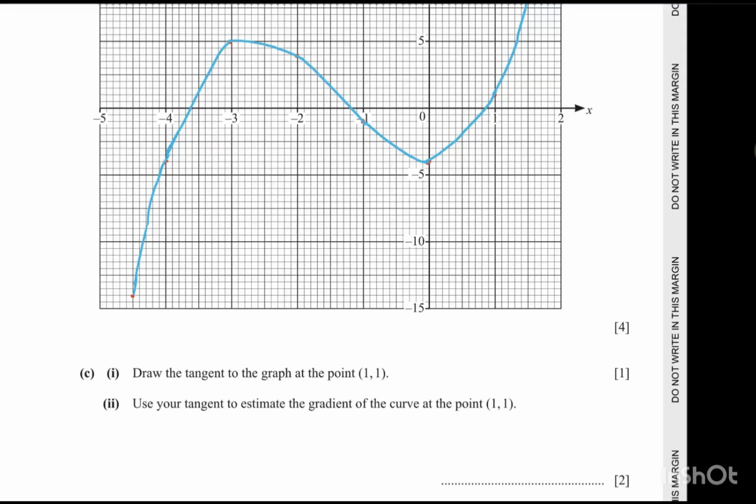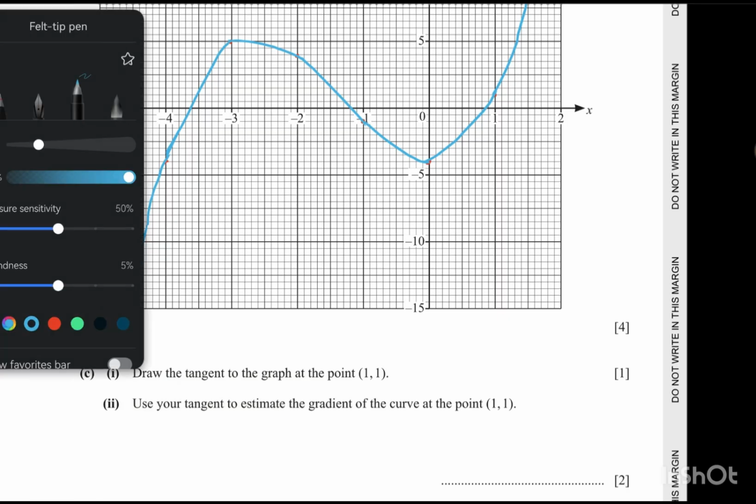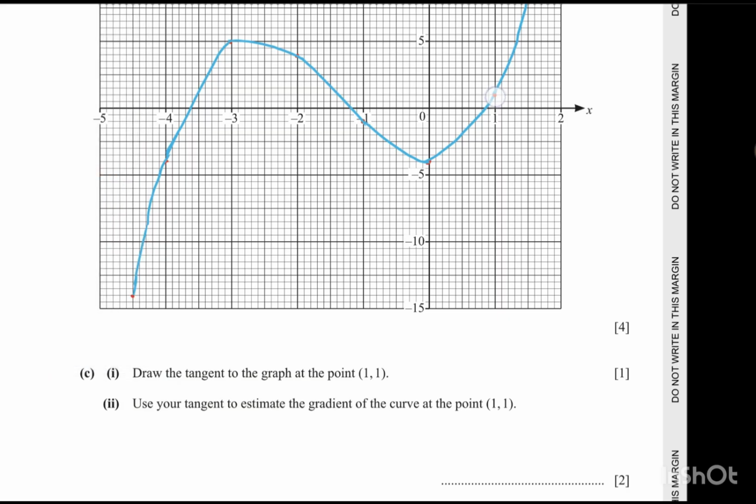Question C. Draw the tangent to the graph at point 1, 1. We need to draw the tangent at this point. Let me show the point. So use your rulers, take the straight line, draw the straight line connecting this. Extend it in such a way that the line touches at 1, 1. Now this is the tangent. So question number C1 is done.